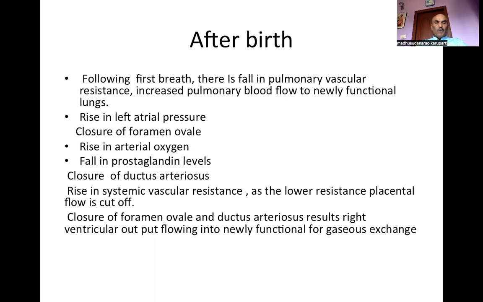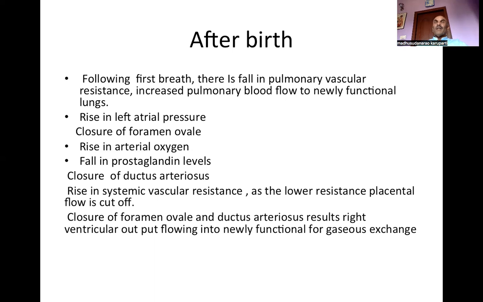Once the foramen ovale and ductus arteriosus are closed, the right ventricular output flows into the newly functional lungs for gaseous exchange. Once the foramen ovale is closed, the blood flowing to the left is prevented, and the right atrium pumps its blood into the right ventricle. The right ventricular outflow freely flows into the pulmonary circulation because of the falling pulmonary vascular resistance.